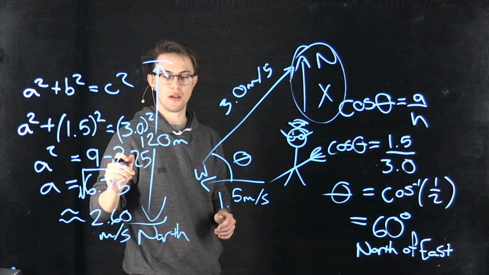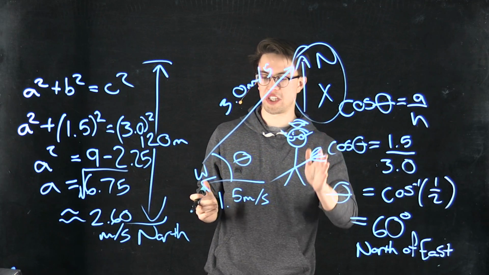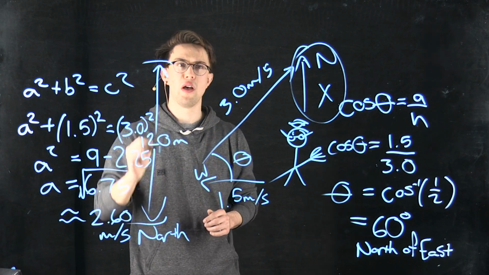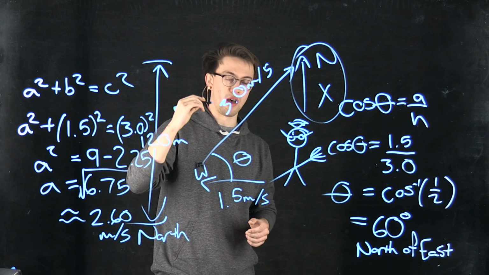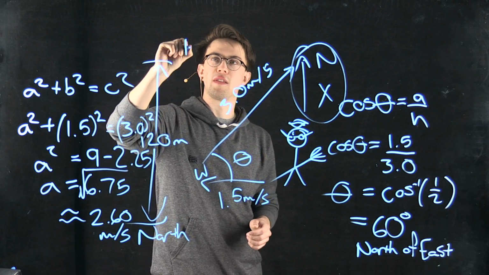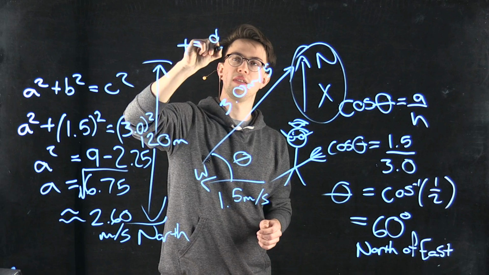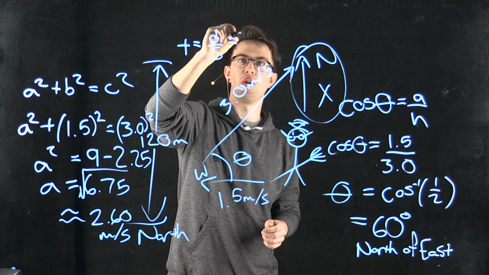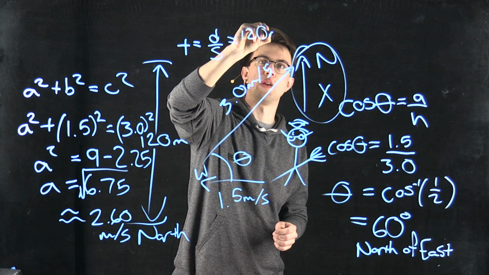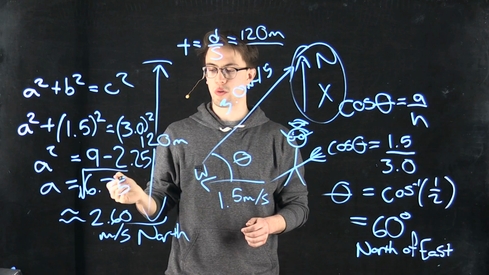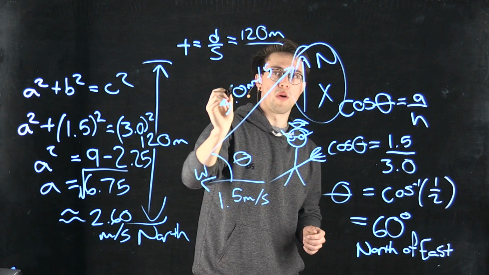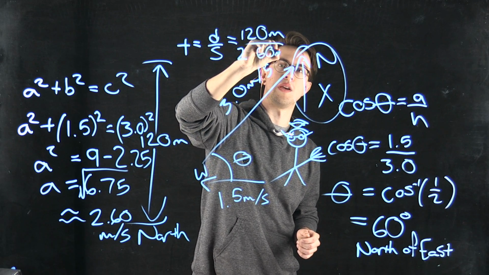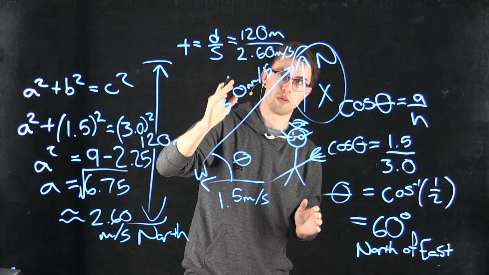We have the velocity at which he's traveling north, and we have the total distance he needs to travel. So rearranging the equation for speed, we get time equals distance over speed. And in this case, we know our total distance is going to be 120 meters over our total speed that he's traveling north across the field, which is 2.6 meters per second.